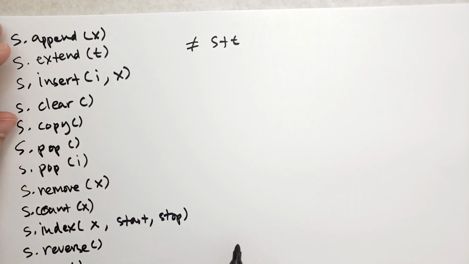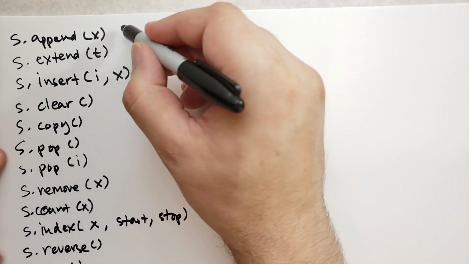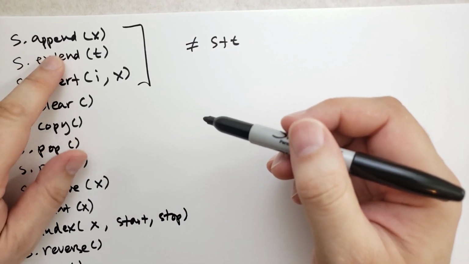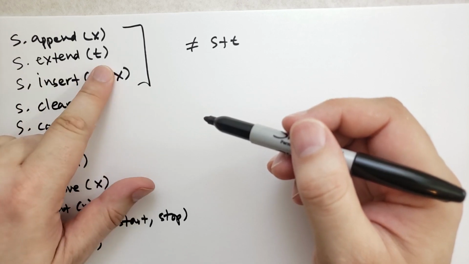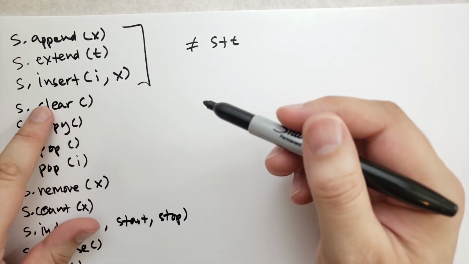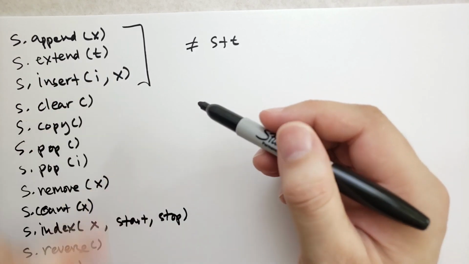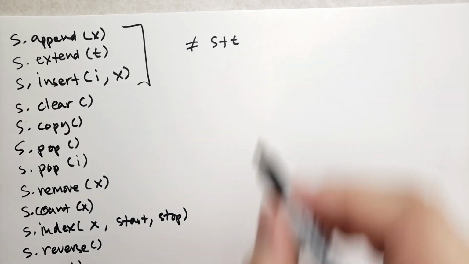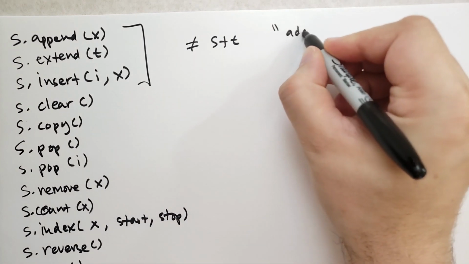Okay, so we can group these together. These functions here add more elements, right? So append adds it to the end, extend adds an entire list of elements or sequence, and then we can arbitrarily add it inside a certain position using insert. Note that we really need to be careful here with nomenclature. We often say something like add an element to the list.